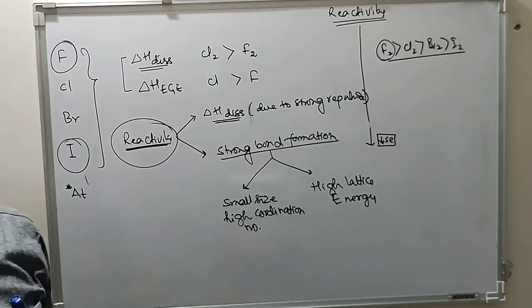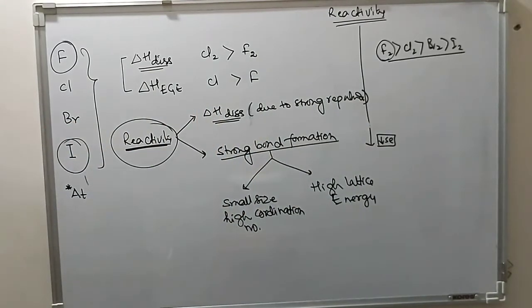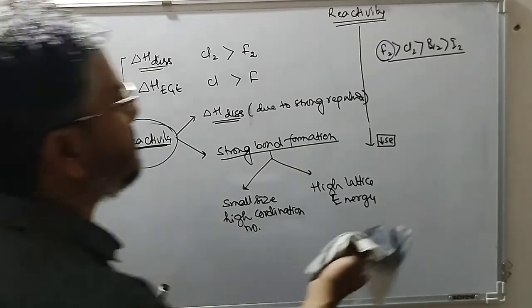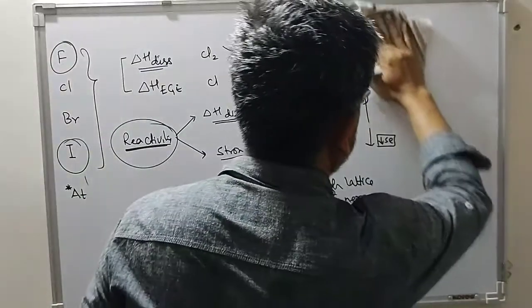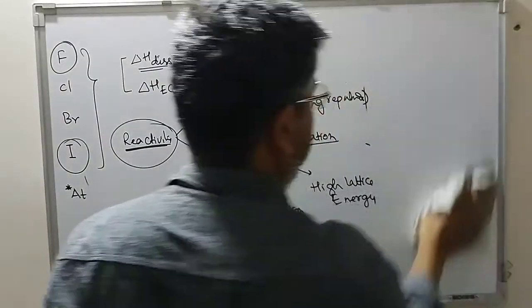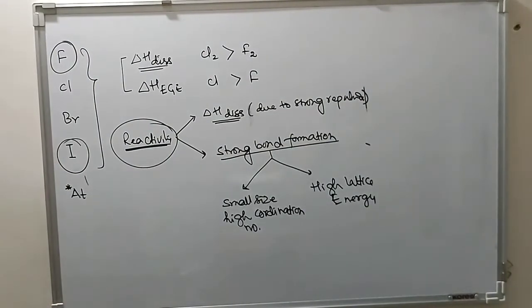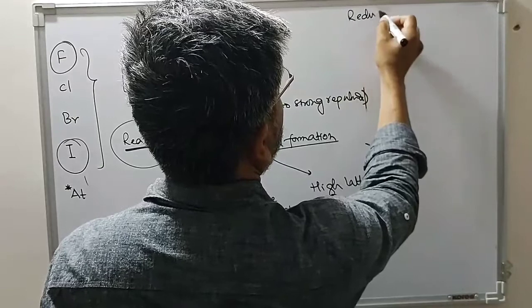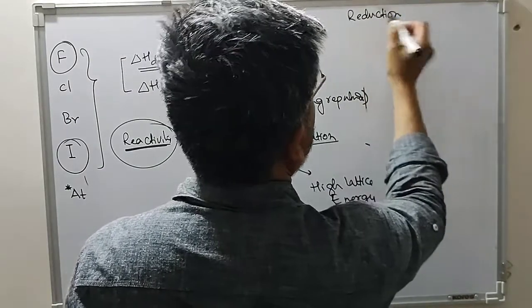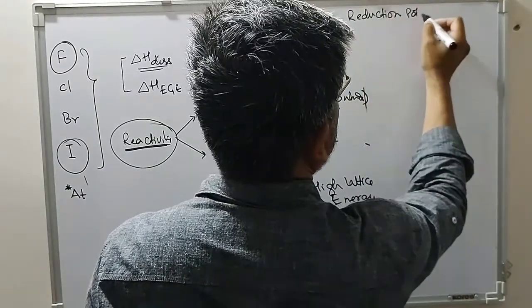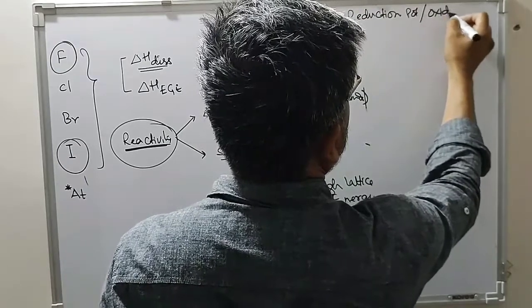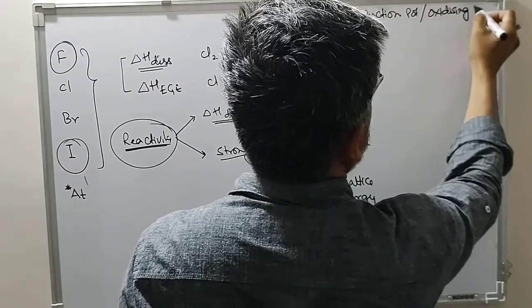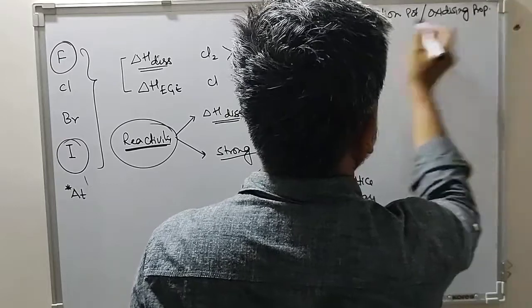Now these halogens show very strong oxidizing property. So coming to the next topic, reduction potential and oxidizing property.